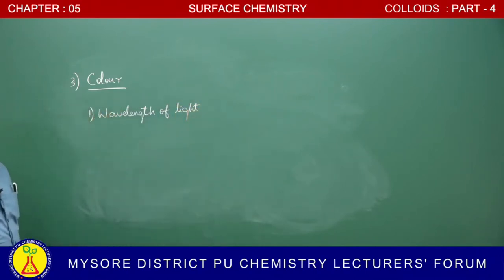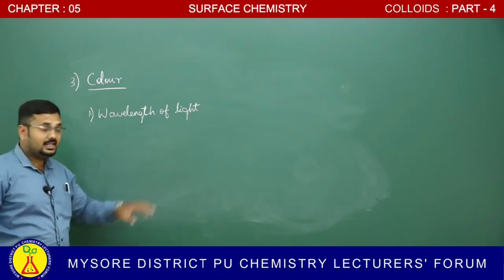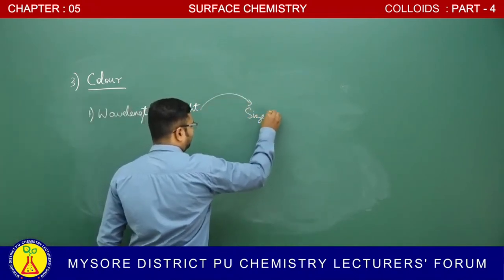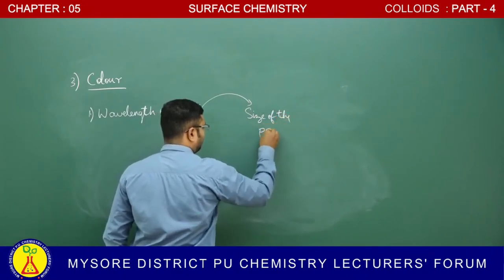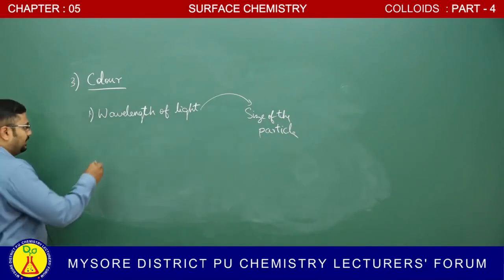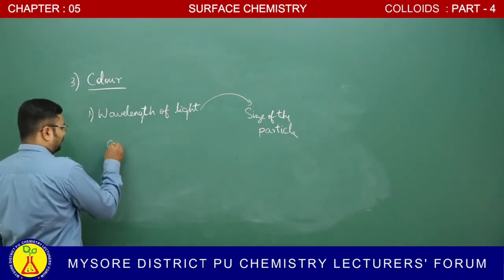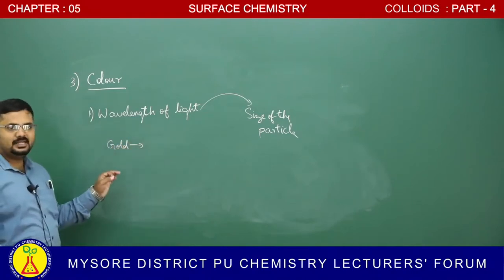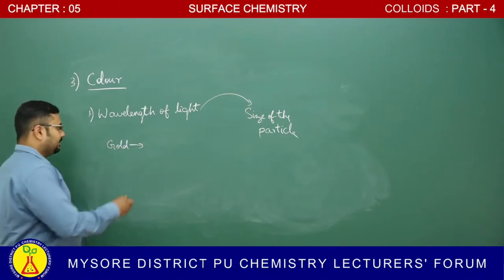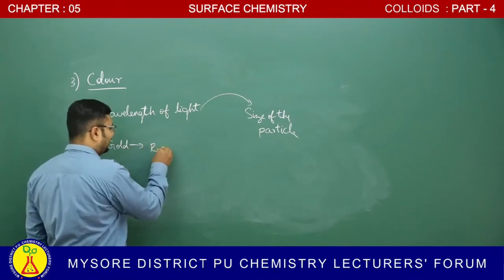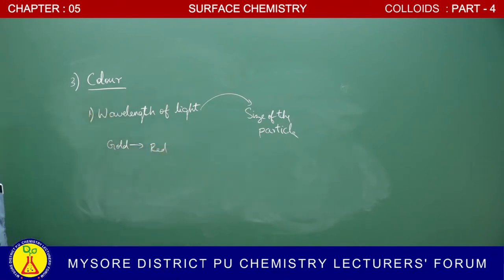Wavelength of light used by the colloidal particle to scatter. And this wavelength of light depends on the size of the particle. So how does it depend on the size of the particle? Suppose you take gold, which has the finest, completely small particles. So with the smallest and finest particles, what is the color here? The color will be red.